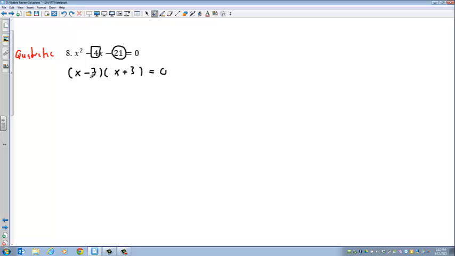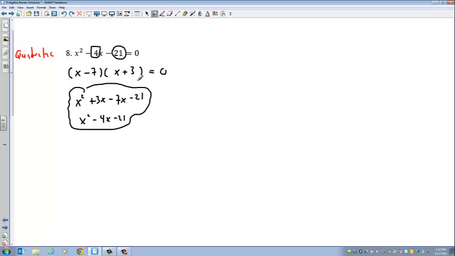And so this is my guess. You can check it by multiplying out. So if you take x times x, you get x squared. If you take x times 3, you get plus 3x. If you take negative 7 times x, you get minus 7x. And then negative 7 times positive 3, you get negative 21. And so that's actually x squared minus, because you have 3 of these, take away 7 of these, so minus 4 of these, and minus 21. So it checks, so I did it right. I know that this is me thinking, really, just checking in my head.